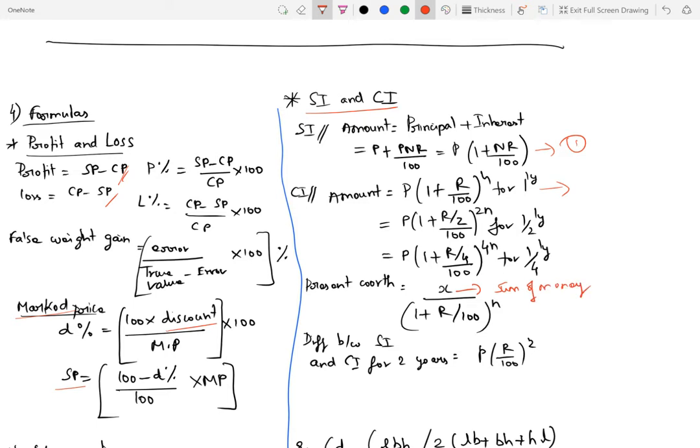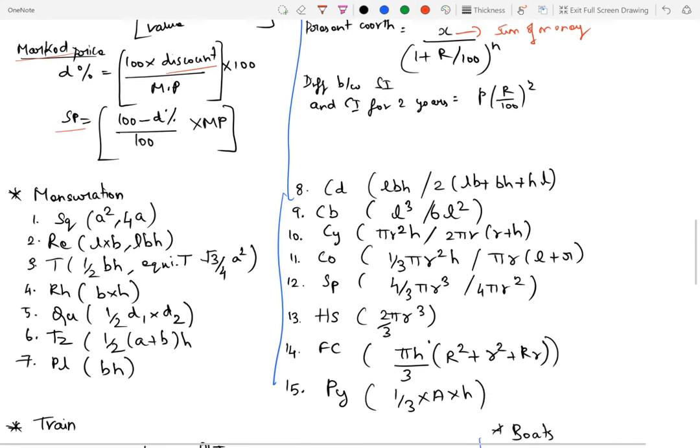Okay, the next one is difference between simple interest and compound interest for 2 years is P the whole bracket R by 100 the whole square. Okay, so it is very easy.